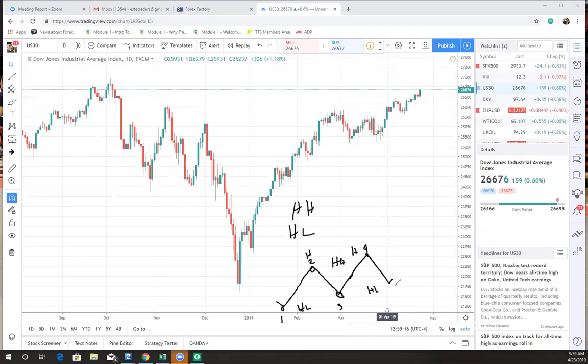Then what's the next part of the sequence again? A higher high, a higher low, until that sequence changes to a lower high. When you now have a lower high, then what's now the next part of the sequence there, Jerome? Lower low. Lower low. Absolutely.